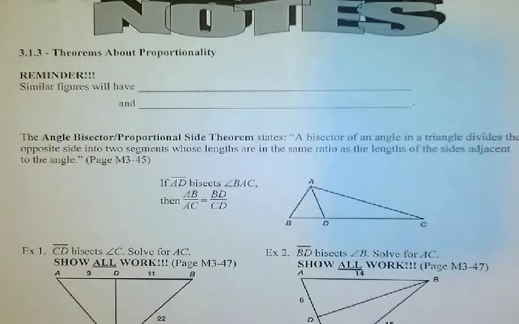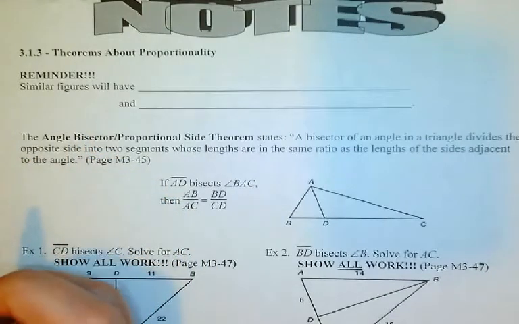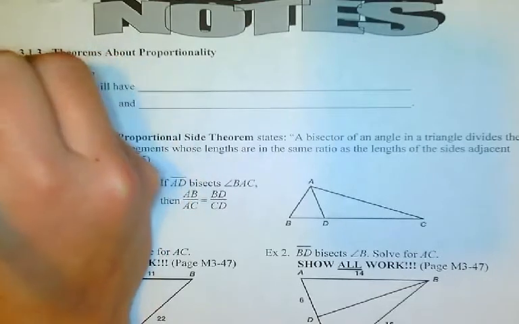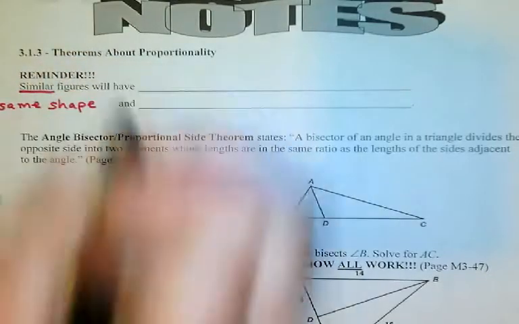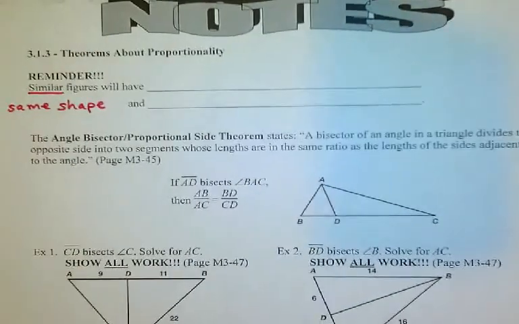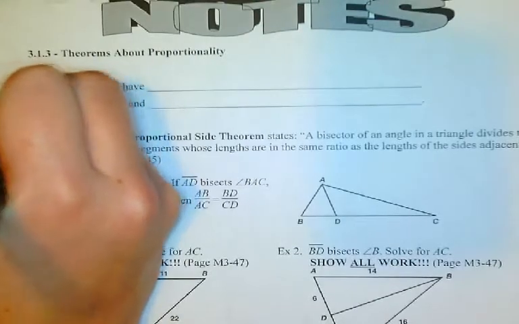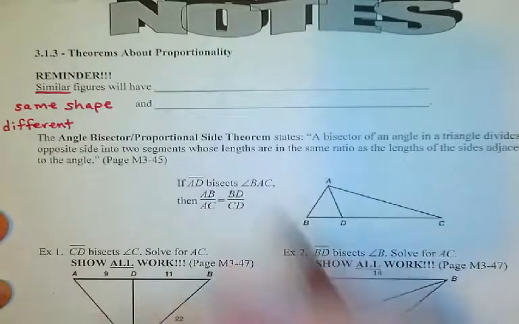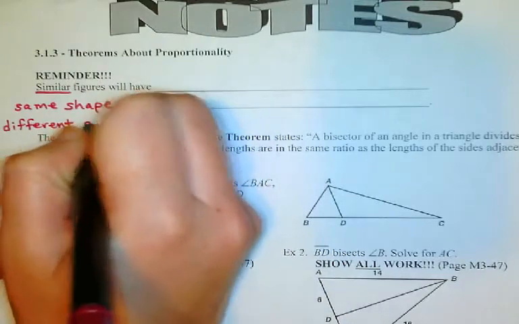Alright, so real quick, we're going to have a reminder about similar figures. Now remember, similar means that these shapes are the same shape. Similar means we have the same shape, but there is something that's different. What's the thing that's different? Yeah, they're not necessarily the same size. So they could be the same size, but that would mean they are congruent in addition to being similar. Similar means they've got the same shape, but they're not necessarily the same size.